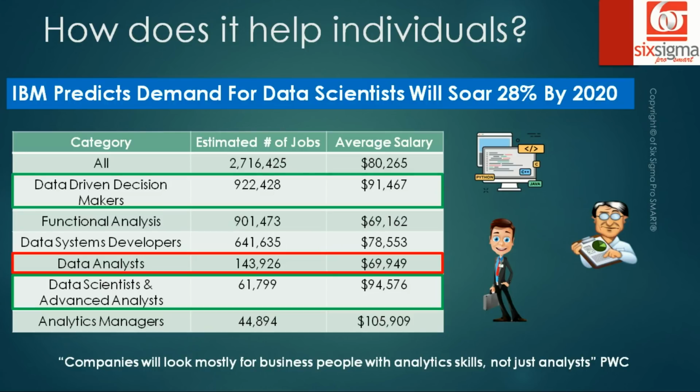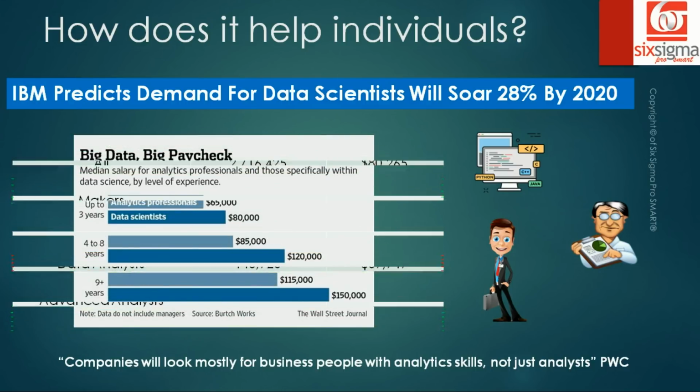You can see there are multiple categories of jobs. So there are data-driven decision makers. Of course, they are highly paid compared to the data analyst. And there are analytics managers. If you see the last row here, these people will always have an edge compared to a plain vanilla data analyst.